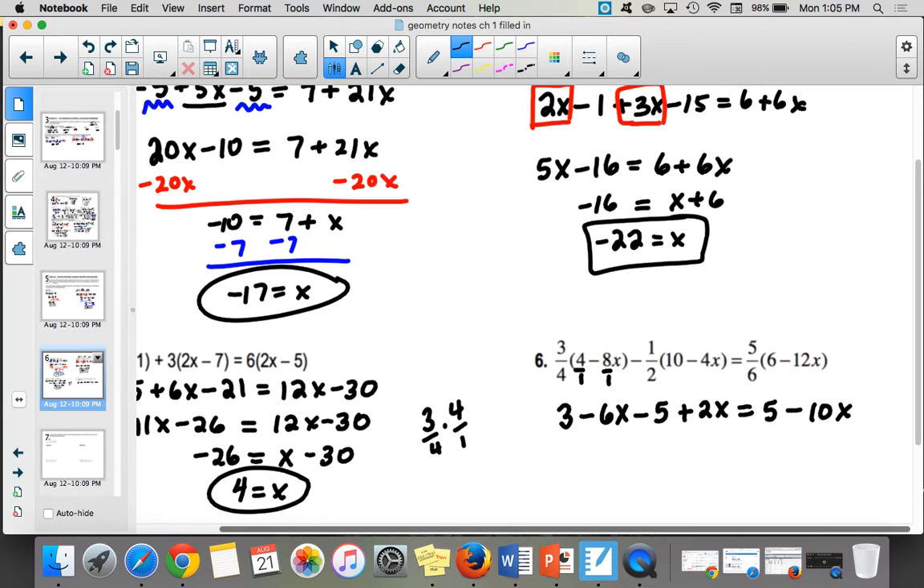Okay, that's not terribly difficult, but like I said before, some people do have fraction phobia, and they just freeze up when they see fractions, and they don't like it. So if you don't like it, we can work on these.